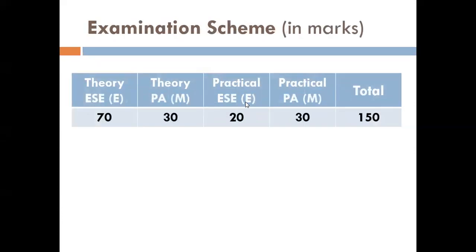Now the examination scheme. In theory ESE, that means the GTU examination paper, 70 marks. Theory PA, that means our mid-semester examinations. Practical ESC, that means your submissions. Practical PA, that means your viva. So this is a total of 150 marks.